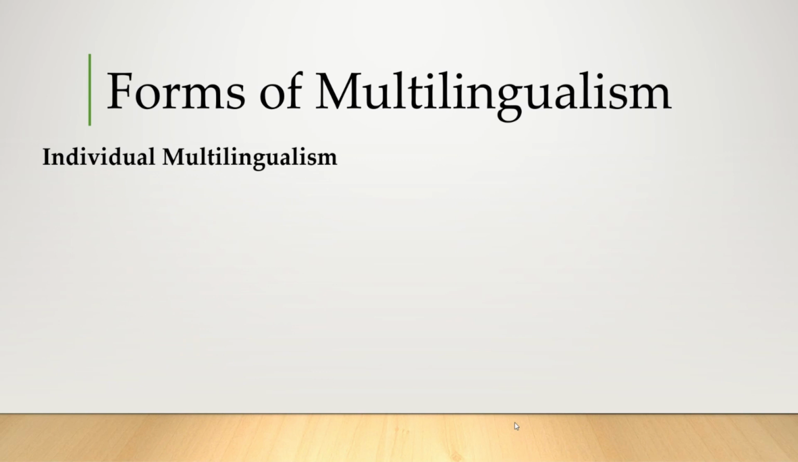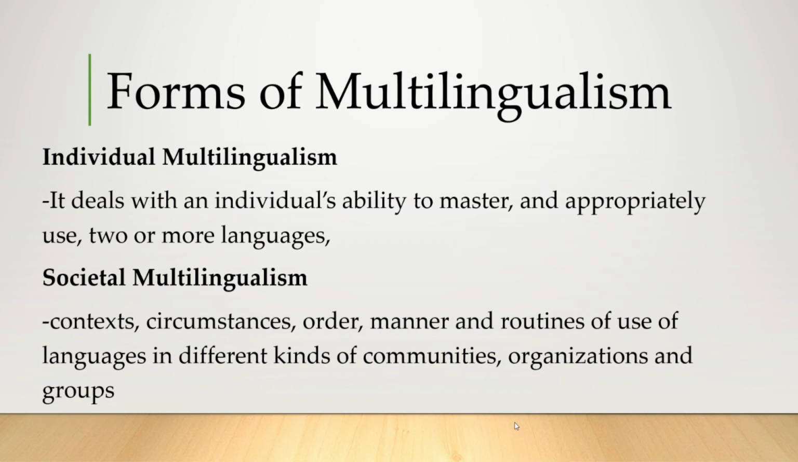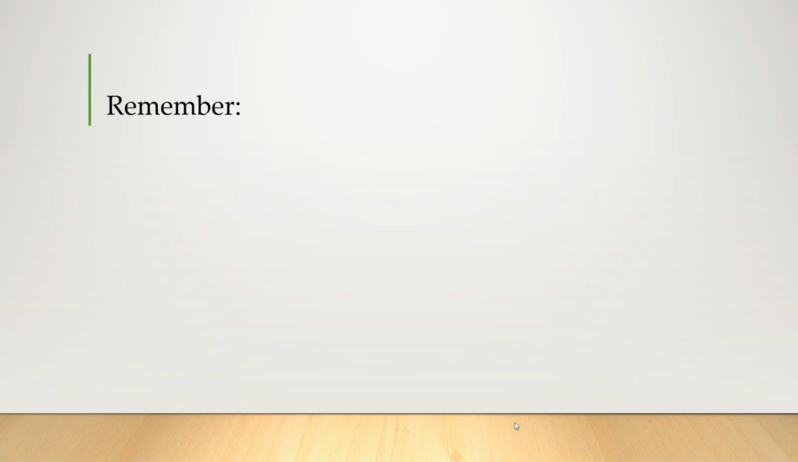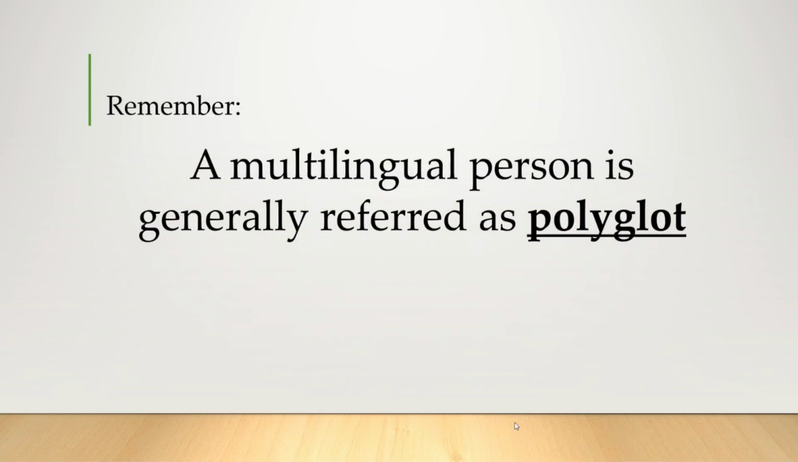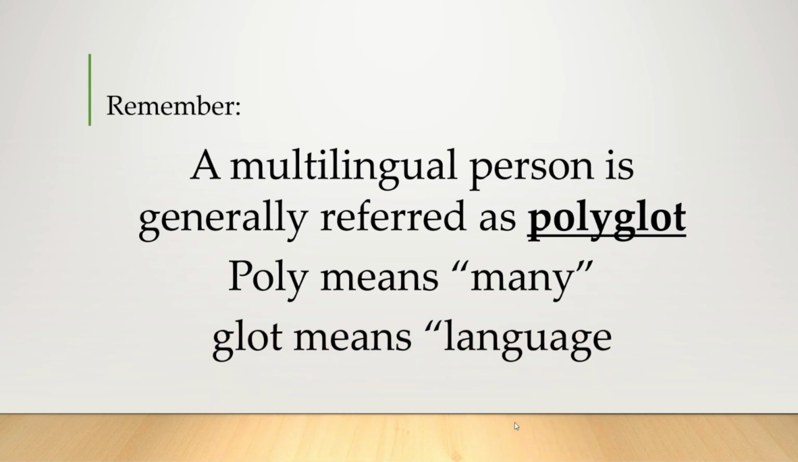We have individual multilingualism, which deals with an individual's ability to master and appropriately use two or more languages. Another form is called societal multilingualism: the context, circumstances, order, manner, and routines of use of languages in different kinds of communities, organizations, and groups. Remember that a multilingual person is generally referred to as a polyglot. Poly means many, and glot means language.